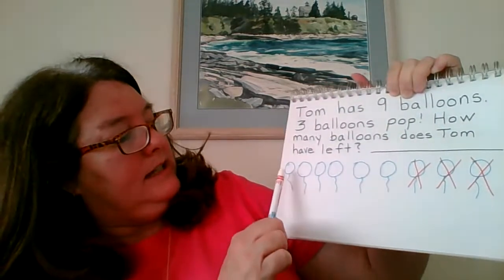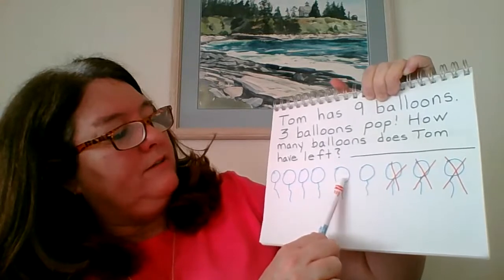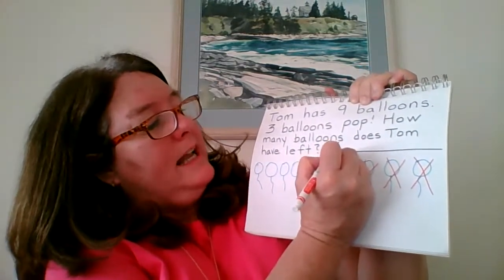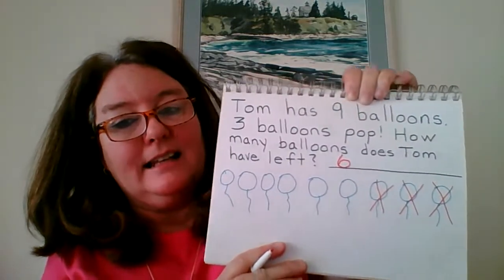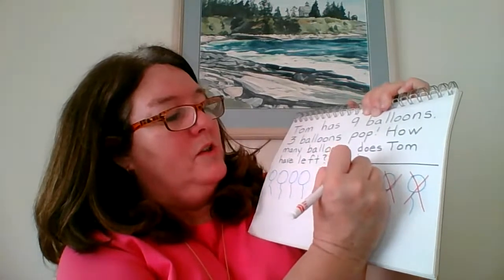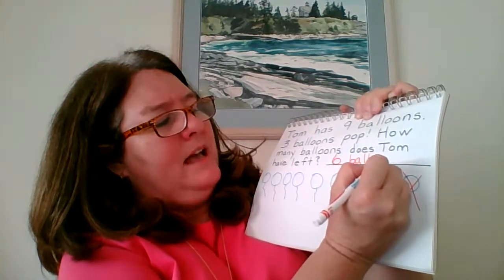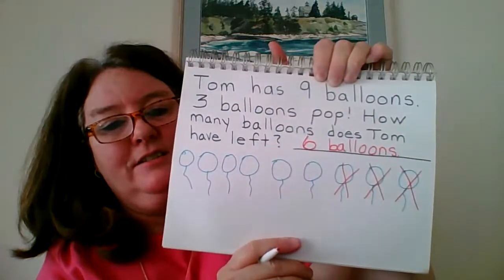So the question is, how many balloons does Tom have left? Well, let's count and see. He has 1, 2, 3, 4, 5, 6. He has 6 balloons left. So when I label my answer, I don't just write 6. I say 6 balloons. Because if I just say 6, then it's, well, what does Tom have left? 6 what? 6 balloons are left.